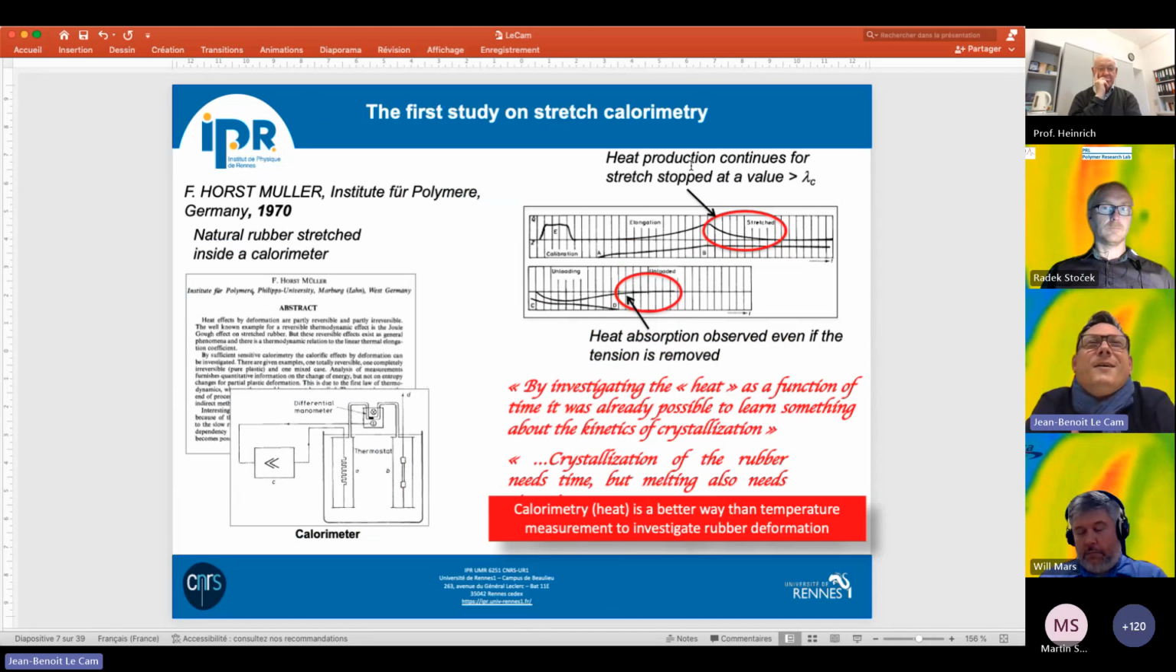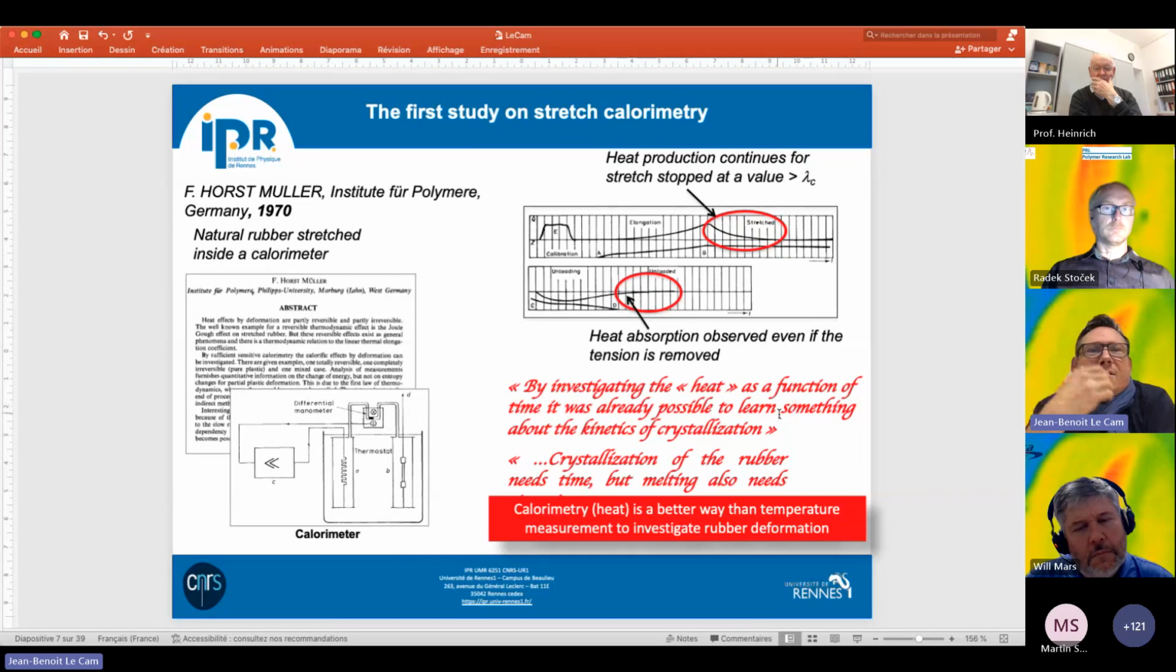The first study that evidenced the interest in using a calorimetric approach instead of purely thermal approaches was the one by Göritz, in the 70s, from the Institute for Polymer in Germany, who investigated a natural rubber stretched inside a calorimeter. The calorimetric responses are presented here. He found heat production that continues when the stretch is stopped or kept constant at a value superior to the stretch at which crystallization occurred. He also found the continuation of heat absorption just after the removal of the tension.